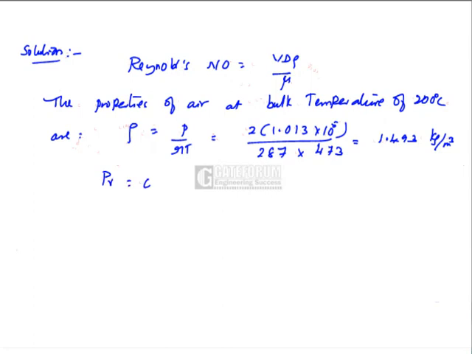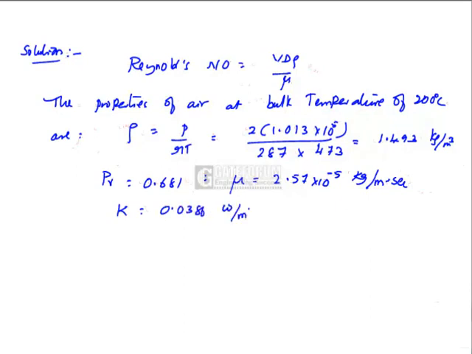Prandtl number is given as 0.681. Dynamic viscosity of air is given as 2.57 into 10 power minus 5 kg per meter second. Thermal conductivity K is 0.0386 watts per meter degree centigrade. Specific heat is 1.025 kilojoule per kg degree centigrade.